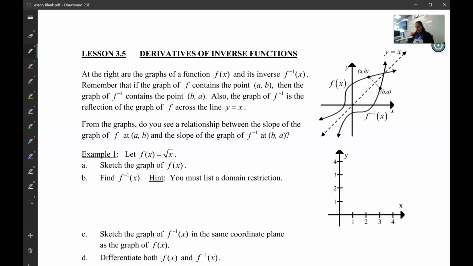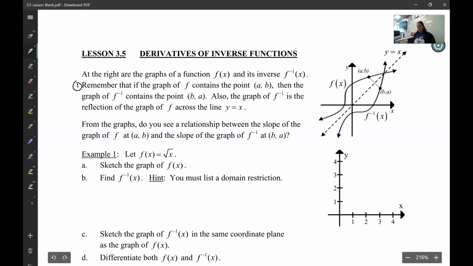So it says, at the right are the graphs of a function f of x. So right here is the graph of f of x. Looks like it's probably a cube root, but it doesn't really matter. And then here's the graph of its inverse function, f inverse of x. And then here's a couple things that you should remember.